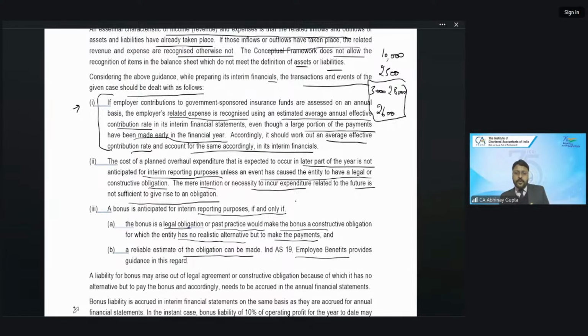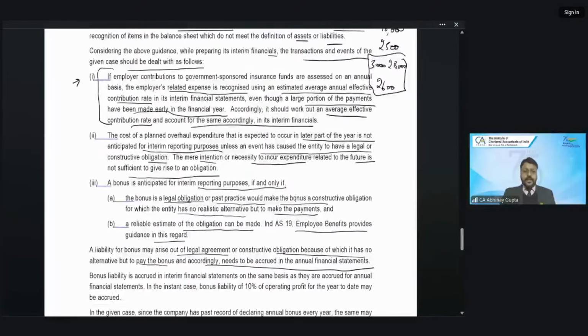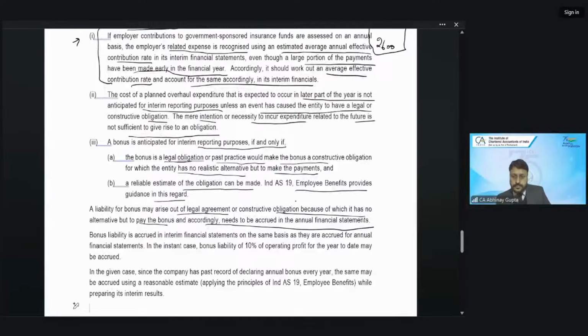Ind AS 19, Employee Benefits, provides the guidance in this regard. A liability for the bonus may arise out of a legal agreement or a constructive obligation because of which it has no alternative but to pay the bonus, and accordingly needs to be accrued in the annual financial statements. Bonus liability is accrued in the interim financial statements on the same basis as it is accrued for the annual financial statements.